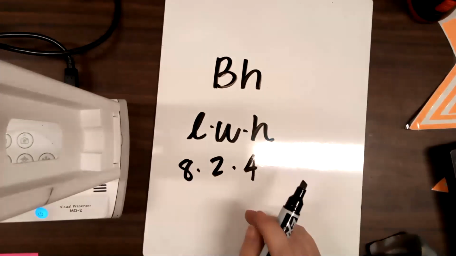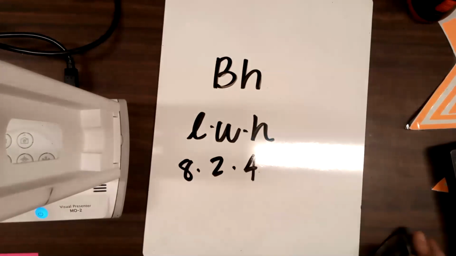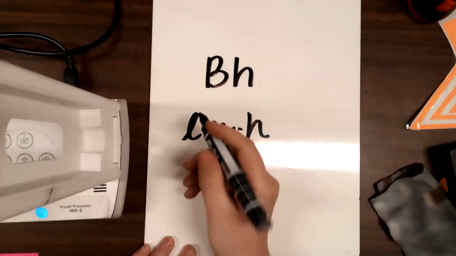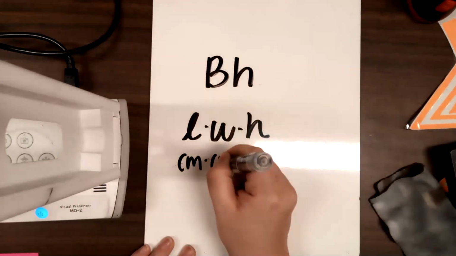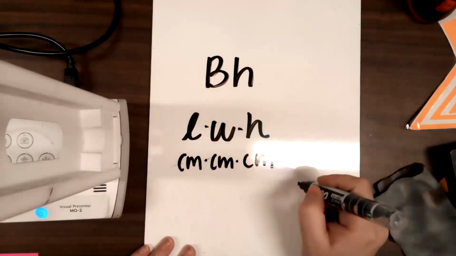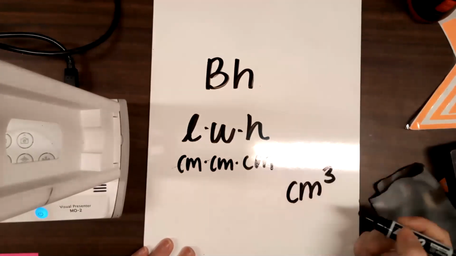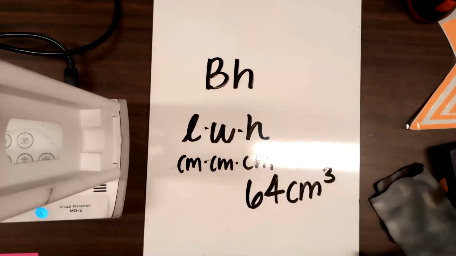Okay, if you're like, I can't remember how to do units, listen. If this were centimeters times centimeters times centimeters, that'd be centimeters cubed. So our answer is 64 centimeters cubed.